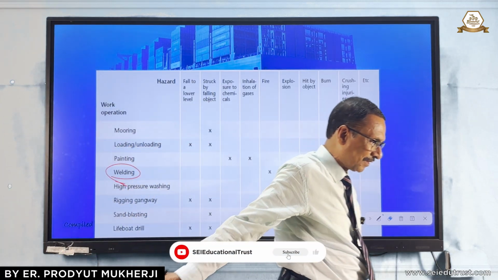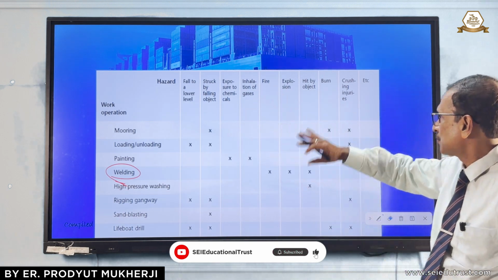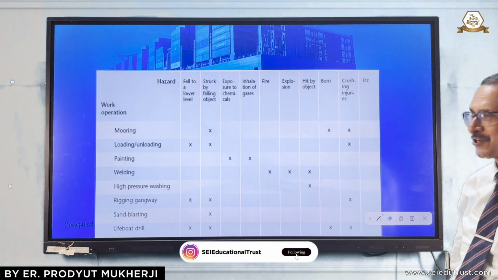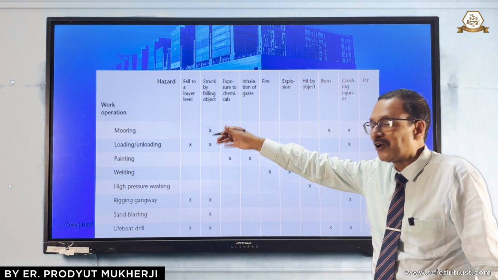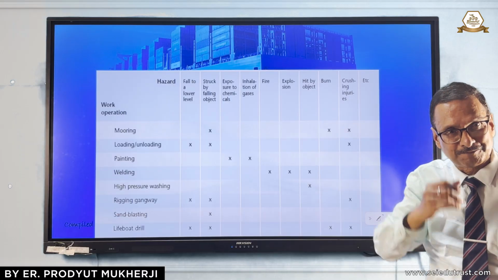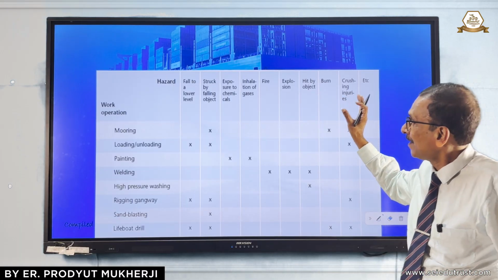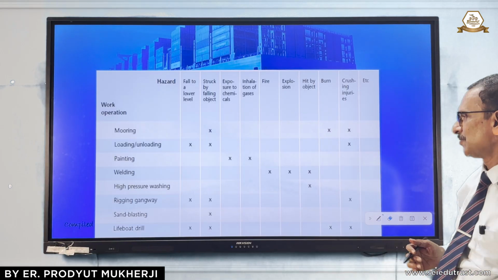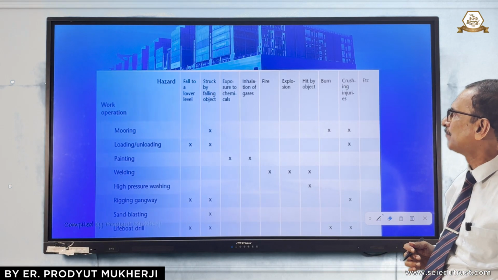So I'll just give you a few minutes. You can just go through this chart, and for routine shipboard operation, these are the hazards already identified. You may be able to identify some more on your ship, because the hazards are not limited. For your ship, maybe there would be more hazards. Let us see some more of them.